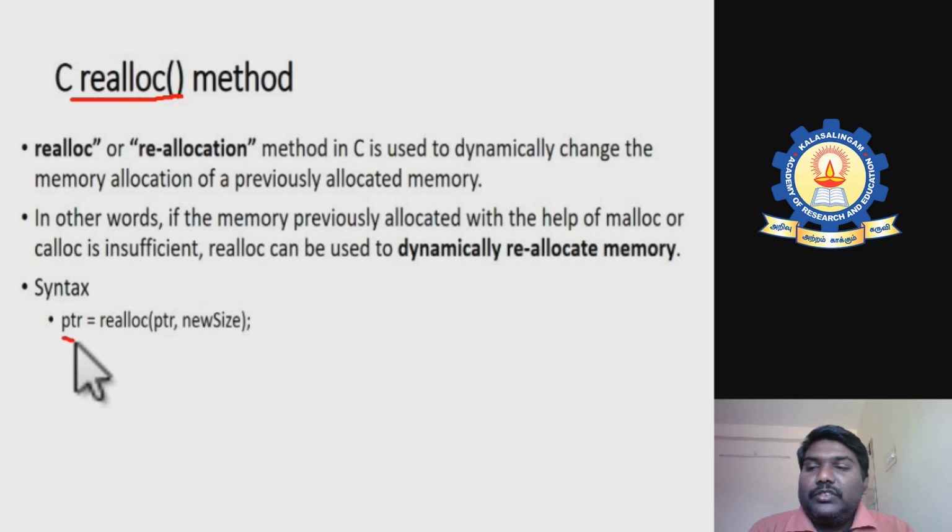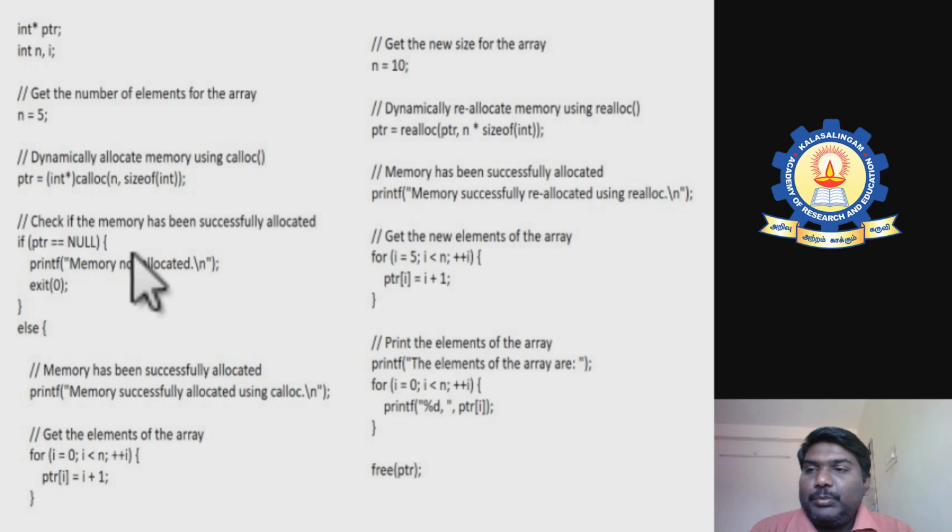The syntax here is the pointer is equal to the realloc of the same pointer, comma, the new size. So the reallocation will happen here. With the help of this new size, we can reduce or we can increase. If we want to reduce the size, we can reduce it here, and if we want to increase the size, we can increase it here. Let's see an example program for the same.